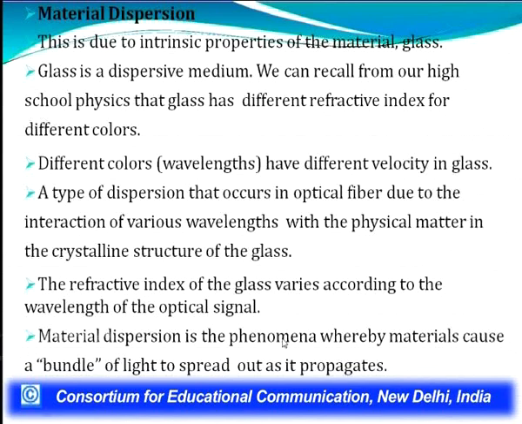It is a type of dispersion that occurs in the optical fiber due to the interaction of various wavelengths with the physical matter in the crystalline structure of the glass. The refractive index of the glass varies according to the wavelength of the optical signal. It means it depends on what signal is entering the glass. Then material dispersion is the phenomenon whereby the material causes a bundle of light to spread out as it propagates in the fiber.